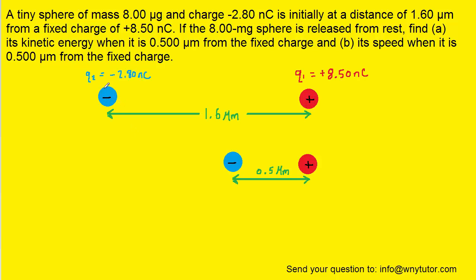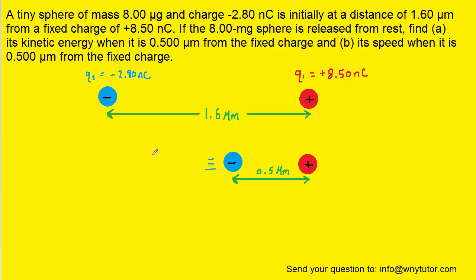So we have called the negative charge Q2 and the positive charge that's fixed Q1. Initially, they are a distance of 1.6 micrometers away from each other, and then the negative charge moves until it is 0.5 micrometers away from the positive charge. And at that point, it is moving with a certain velocity, so we can include some little swoosh marks to show that it is now moving. Initially, of course, it is at rest.